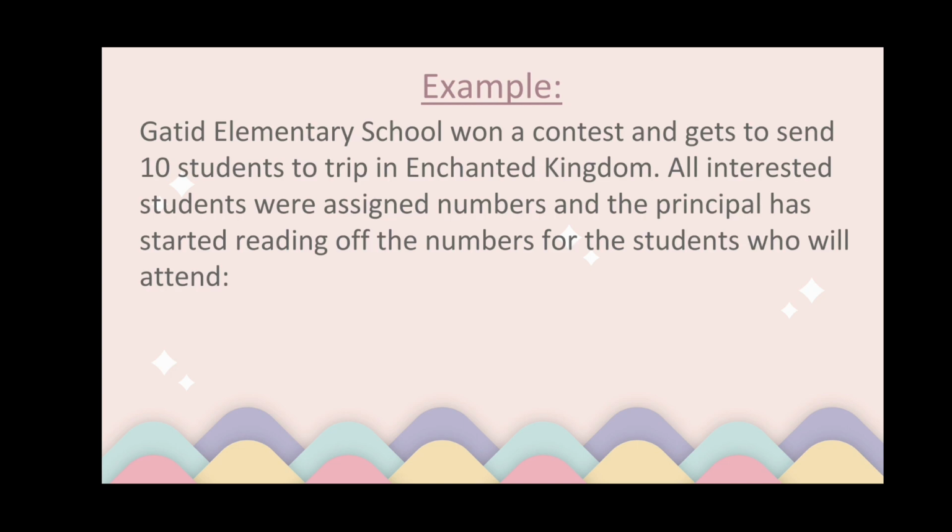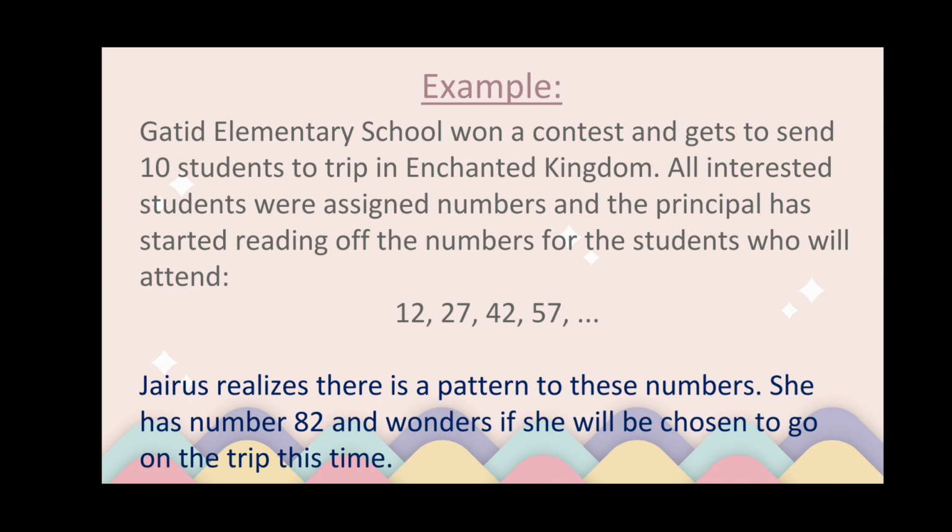Gatid Elementary School won a contest and gets to send 10 students to a trip in Enchanted Kingdom. All interested students were assigned numbers, and the principal has started reading off the numbers for the students who will attend. The numbers are 12, 27, 42, 57, and so on. Jairus realizes there is a pattern to these numbers. She has number 82 and wonders if she will be chosen to go on the trip this time.